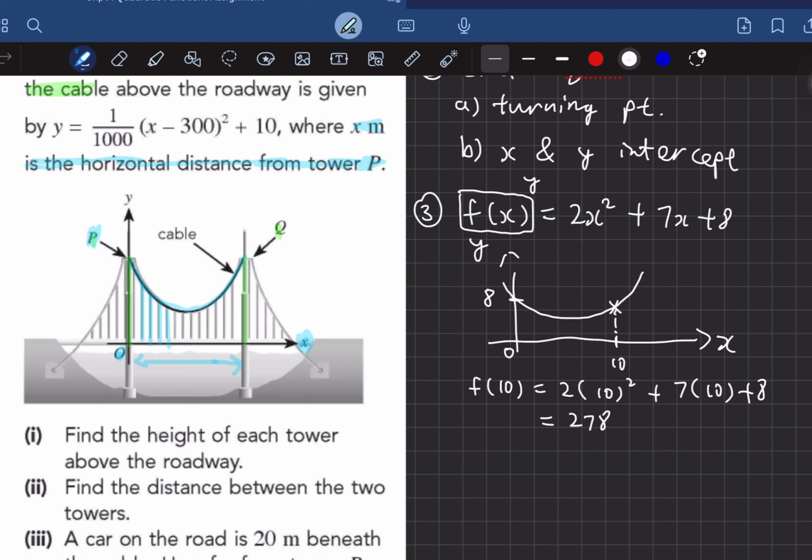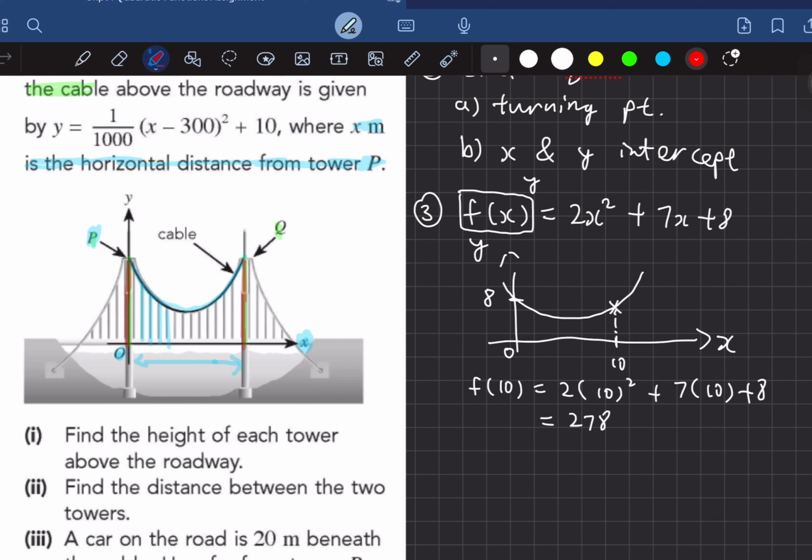Because I mentioned before, or you have learned it in set 2, a quadratic curve is symmetrical about the line of symmetry, so they are symmetrical. So both tower P and tower Q are the same. In short, we are asked to find the height of each tower, which we can just find this portion or this portion, but we won't be finding tower Q. We'll be finding tower P.